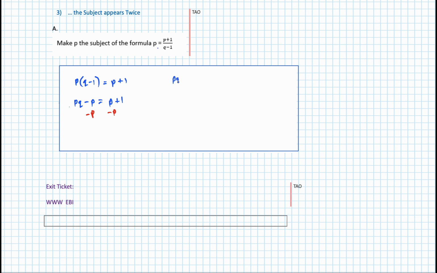So pq minus 2p is equal to, put my little equals there, equal to 1. One last little part. We'll factorize again. We have p in both of these terms. And then we'll finish it off. We're multiplying by q minus 2, so divide both sides by q minus 2. And that's your final answer.